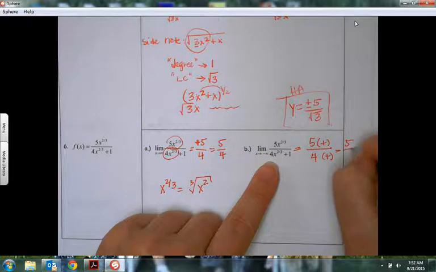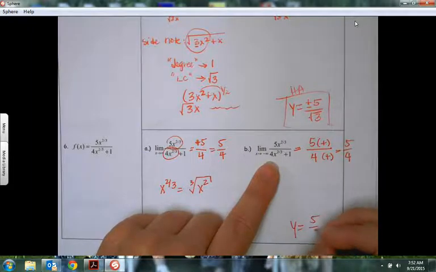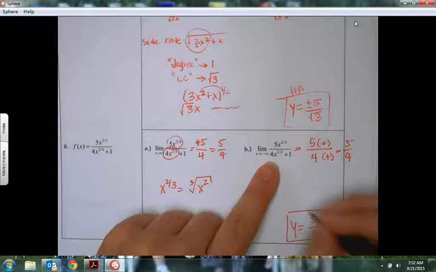-5%. So in this case, I only have one horizontal asymptote, and that is fine.